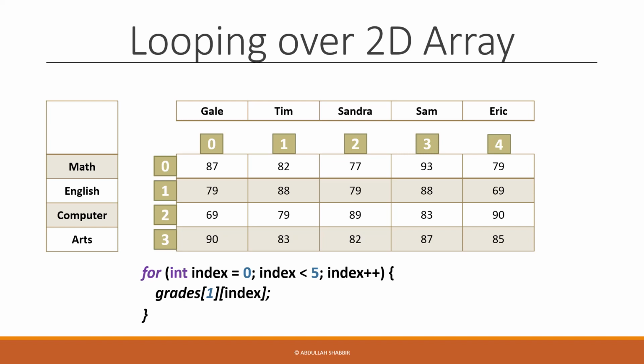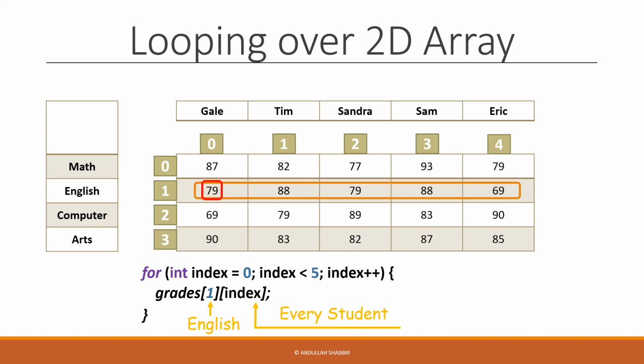Now this loop counter index would have all the values from 0 to 5, while 1 is specifically for the English row, which means once we run this loop, we are accessing every student in the English row. So our loop would go through every item in this particular row. Let's see how we can use this to calculate the average in a Java function.